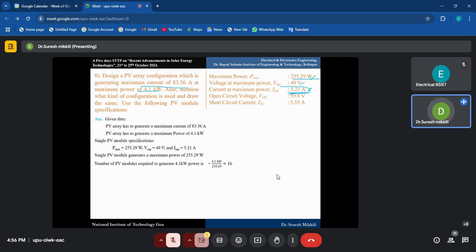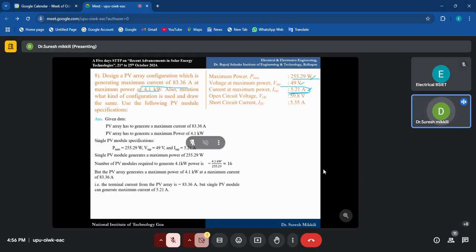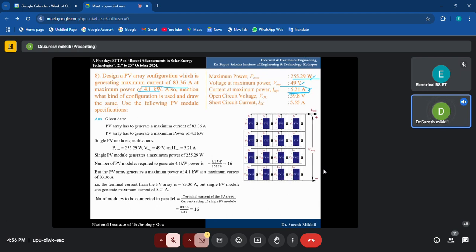These 16 modules should be connected in which way, madam? Parallel. Yes. Why? The current is more. The maximum current is 83.36, so in parallel the currents will be added. So the number of modules to be connected in parallel is the terminal current of the PV array divided by the current rating of a single module: 83.36 by 5.21, which will give you 16. Is it okay? This is a parallel connection.